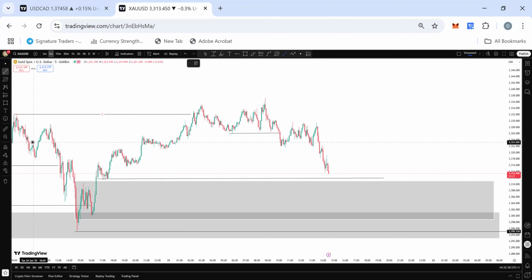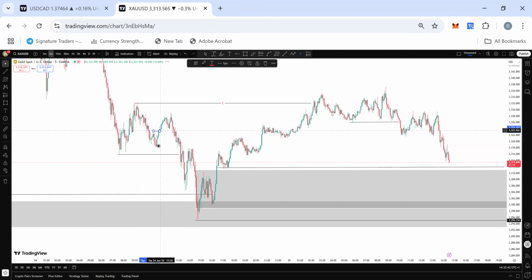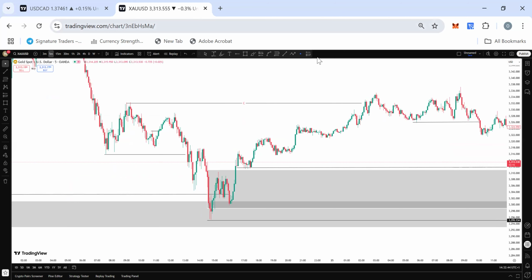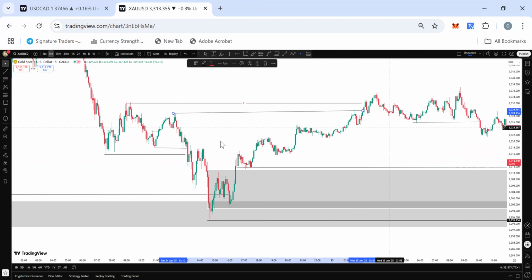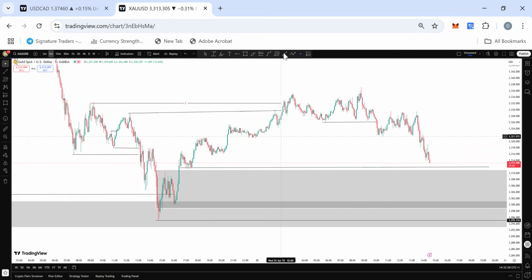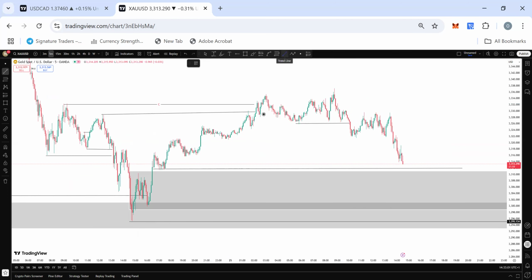Here was inducement on the 5 minutes time frame. This area was inducement on the 5 minutes time frame. We had a break of structure here. And this becomes the last change of character on the 5 minutes time frame. After this change of character, you see that everything is actually colliding. We had this inducement, this area. This was the first inducement.